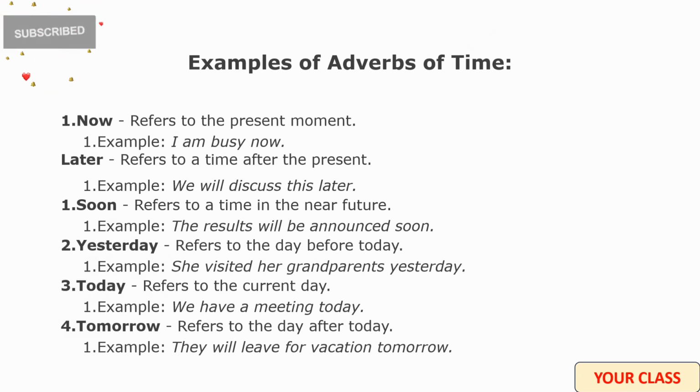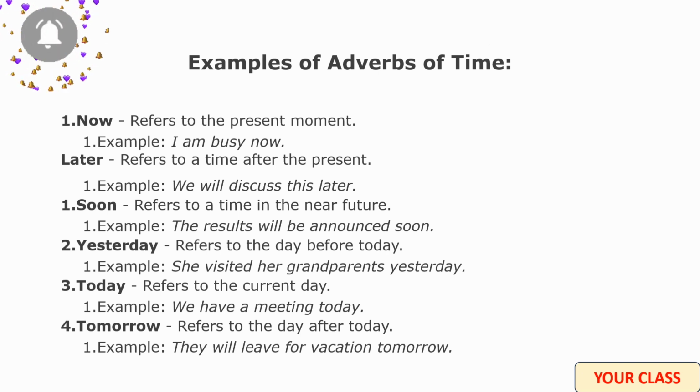Number 1. Now. This refers to the present moment, indicating that something is happening right at this time. Example, I am busy now. This means the person is currently busy. Later. This refers to a time after the present, meaning something will happen in the future but not immediately. Example, we will discuss this later. The discussion will happen at some point in the future, not right now.